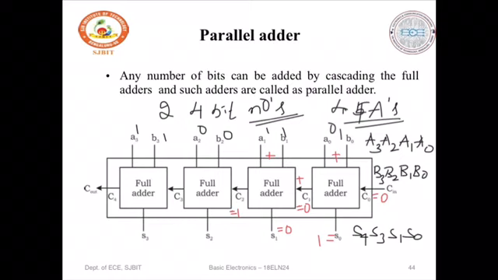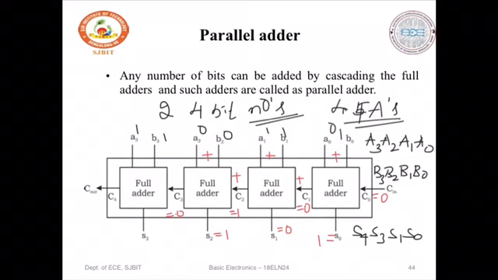The next full adder adds A2 and B2. A2 and B2 is how much here? A2 and B2 is 0, 0. So, 0 plus 0 plus C2, which is 1. So, 0 plus 0 plus 1, how much is it now? Sum equal to 1 and carry is equal to 0. The carry output, that is C3, is equal to 0. Fine.